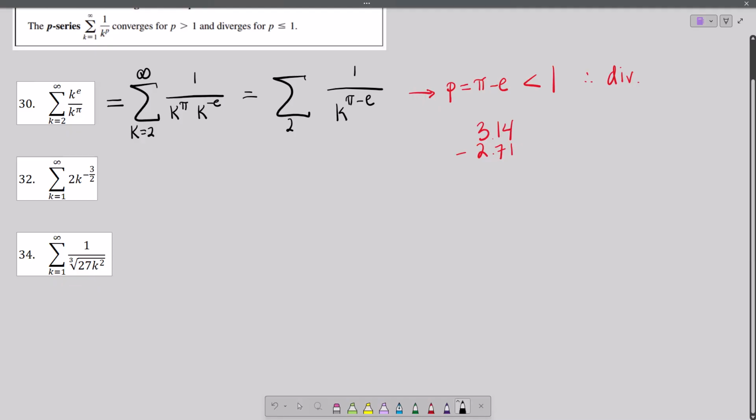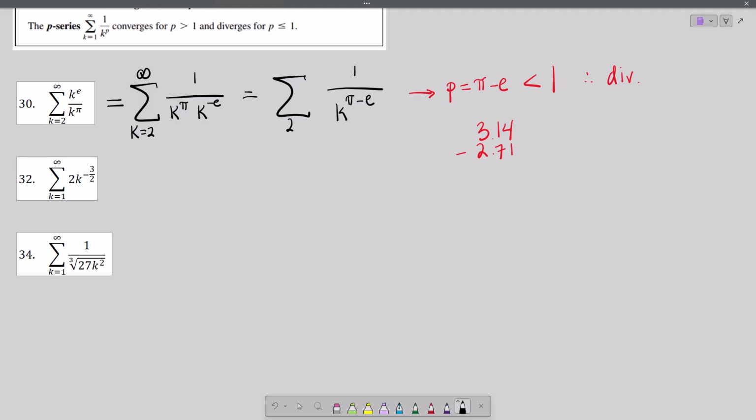All right, you all try this next one. Put it in proper p-series form and analyze your p. See if your p is bigger than 1 or less than 1. If p is equal to 1, then it diverges too, but usually it's bigger or less than. P equals 1, then you have the harmonic series.